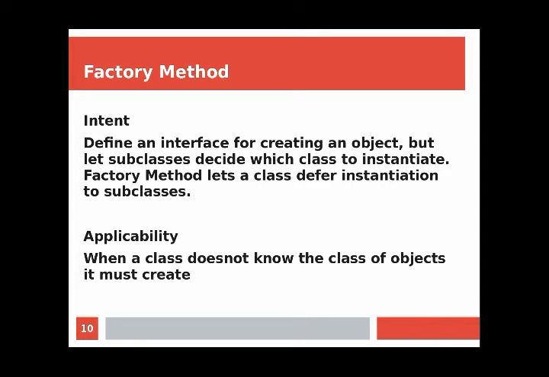Factory method lets a class defer instantiation to subclasses, in which we will see the applicability one by one. First, when a class does not know the class of object it must create. Second, when a class wants its subclasses to specify the objects to be created. Third, when the parent classes delegate the creation of objects to their subclasses.